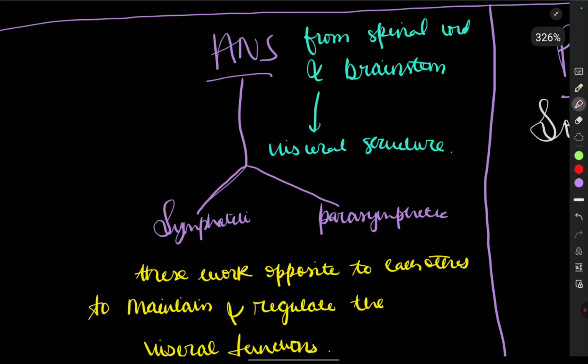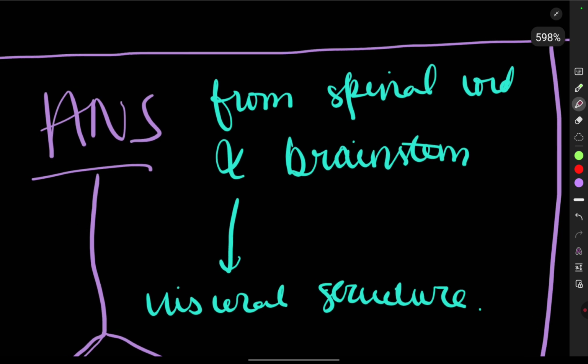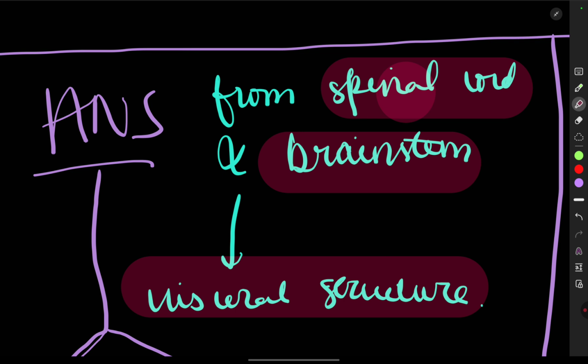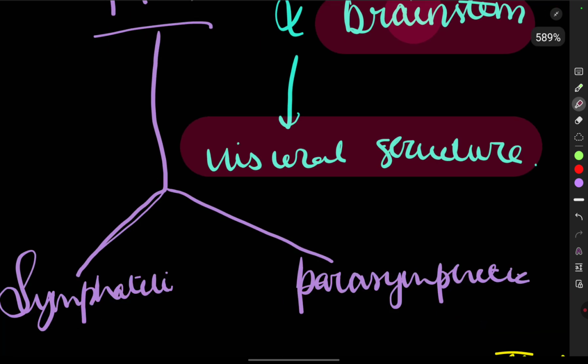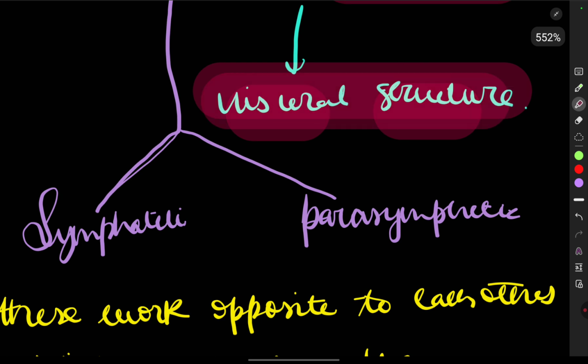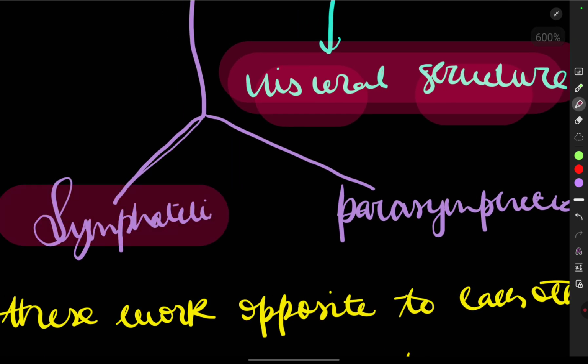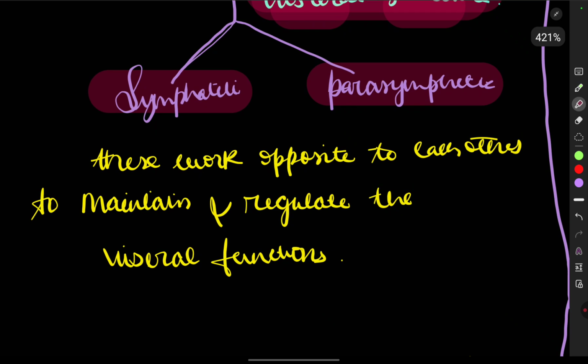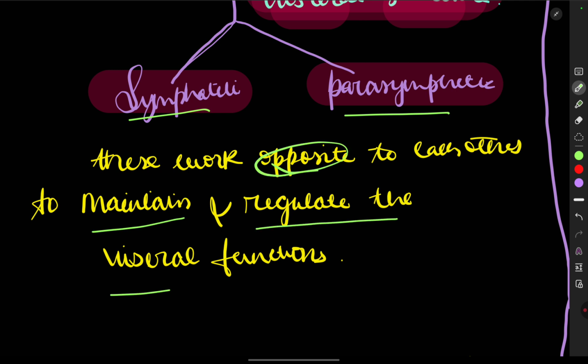Okay, we saw the CNS, the central nervous system. Now we are going to see the autonomic nervous system, from the spinal cord and brainstem to the visceral structures. It arises from the spinal cord and the brainstem and sends responses to the visceral structures. So we saw that it is sympathetic and parasympathetic. These work opposite to each other to maintain and regulate the visceral functions.